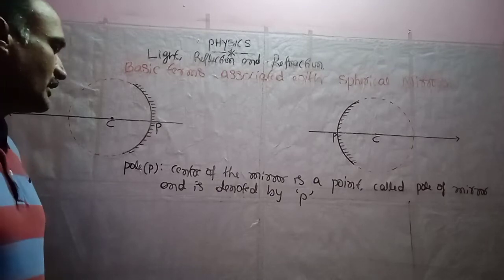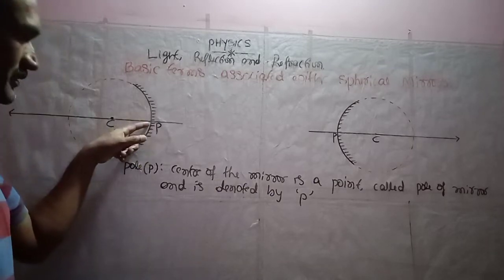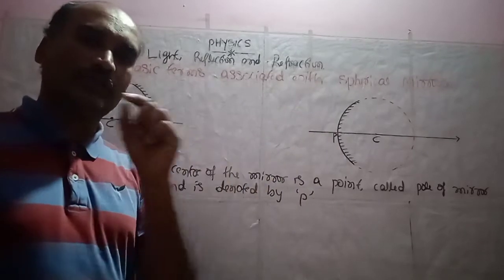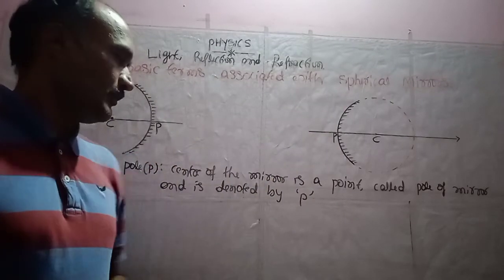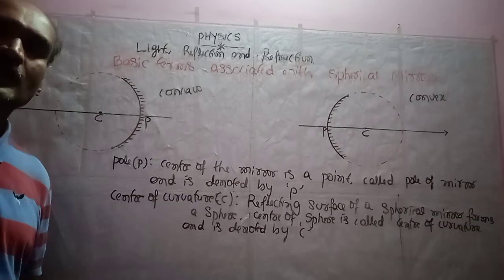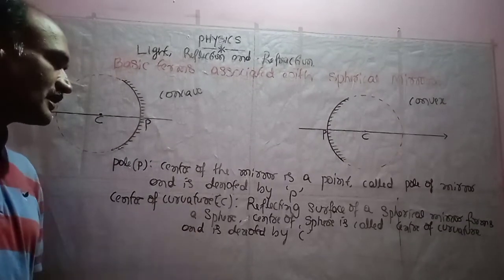Very easy, dear student. The center of the mirror is called the pole of the mirror, and it is denoted by the letter P. Next we can go for center of curvature.